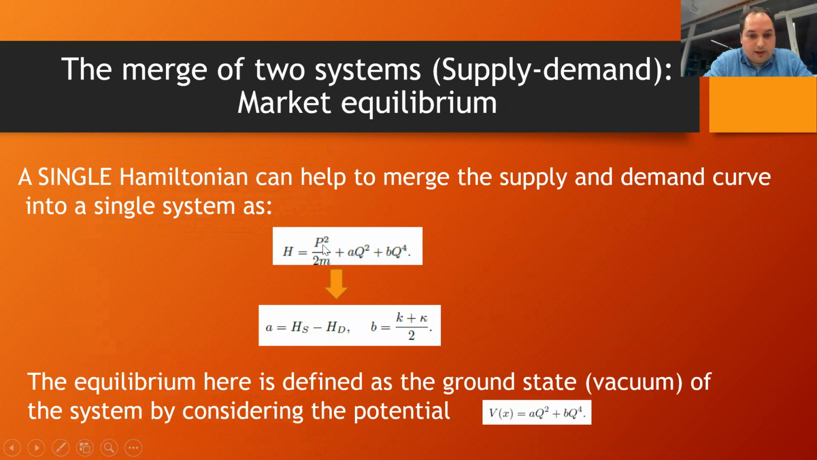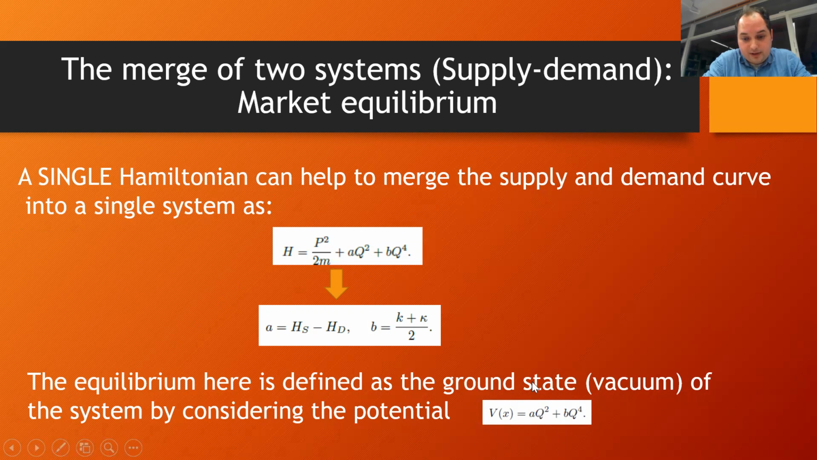The Hamiltonian is quadratic in the prices, but quartic in the quantities. And this Hamiltonian behaves exactly as a system where the symmetry can get broken spontaneously. Look at the parameters. The parameters are A and B. A depends on the difference of the Hamiltonians, the supply and demand, which I explained before. And the potential will be this.